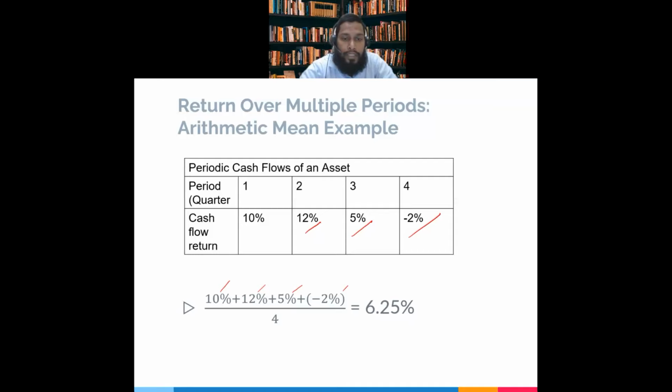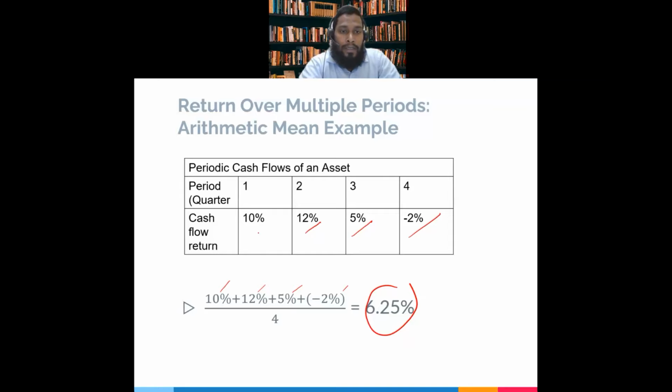So there are 4 periods here, so divided by 4. So we got 6.25%. Okay. However, here, as I said, there is a deficiency in this calculation.